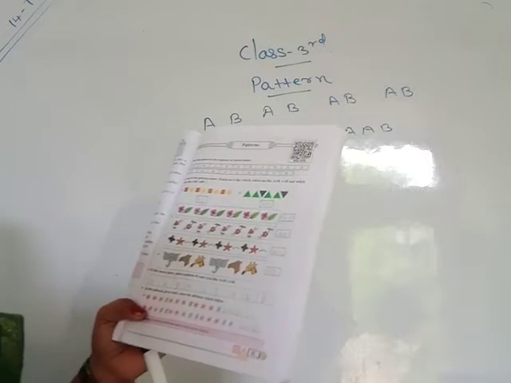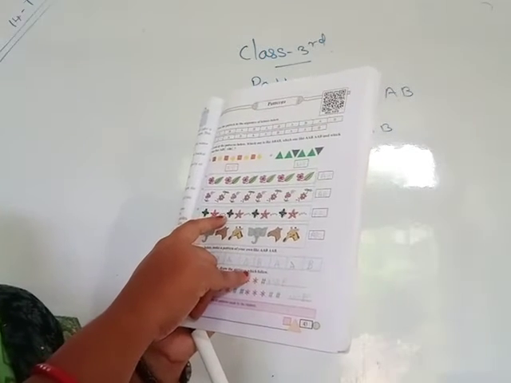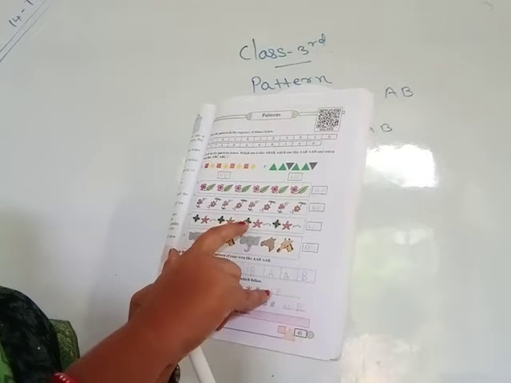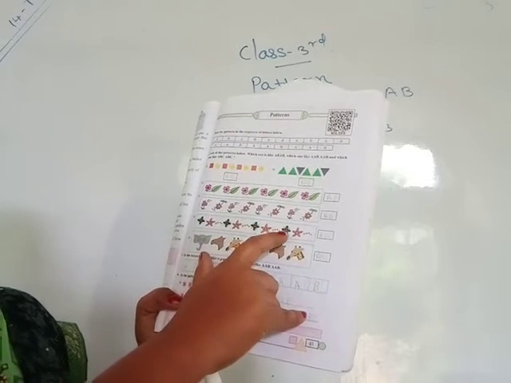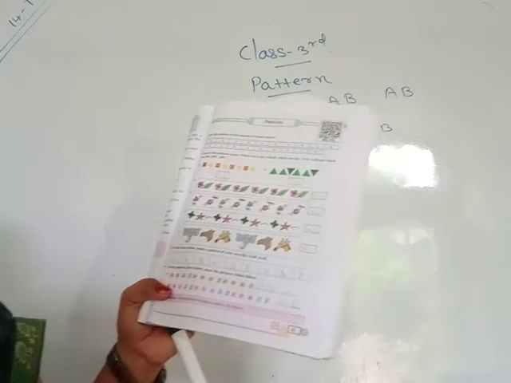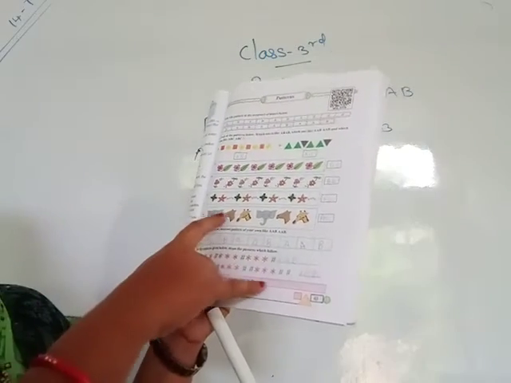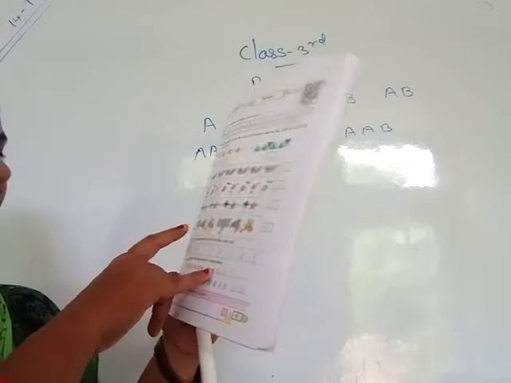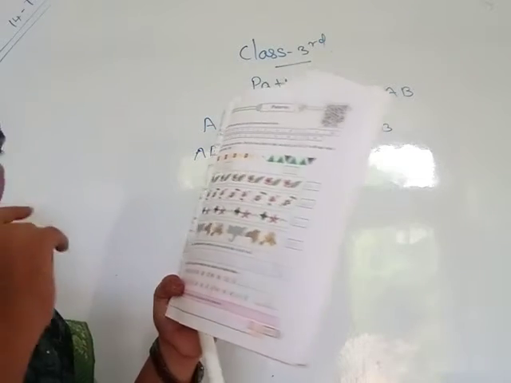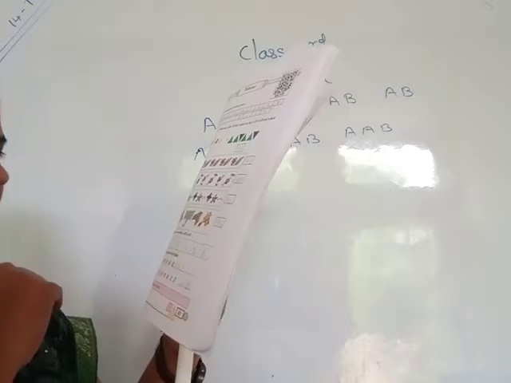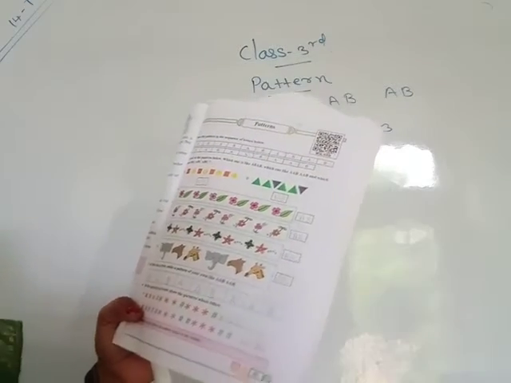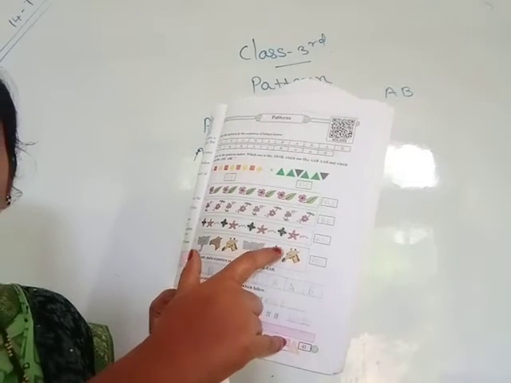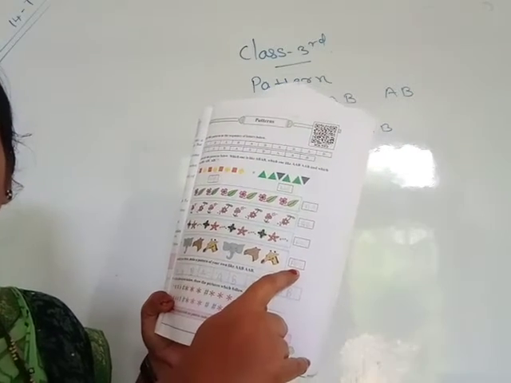Next one, see butterfly, flower and dots. Then A, B, C, again A, B, C, again this pattern A, B, C. Next one. Here elephant, giraffe, elephant, horse, giraffe. Again elephant, horse, giraffe. Giraffe, here camel. Then you see this pattern is A, B, C. Again this pattern A, B, C. Then you write the pattern A, B, C.